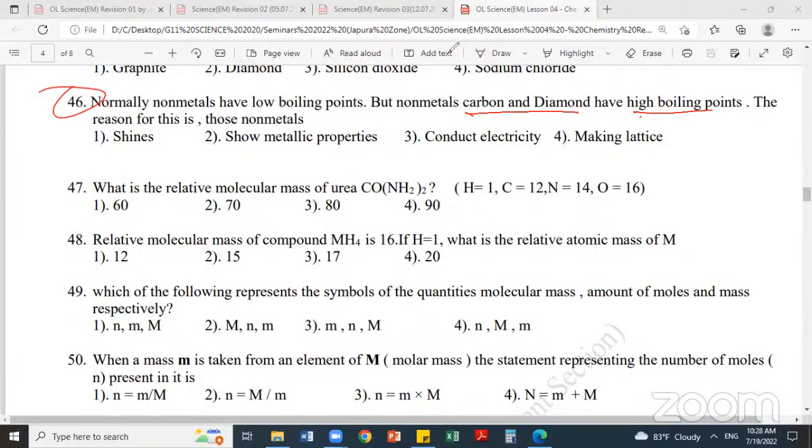Yes? Due to the existence of what? Any volunteers? Even though it's a non-metal, it has a very high melting point. Among second period elements, carbon has the highest melting point. Why? Yes, Idri? Making lattices. Very good, excellent. The answer is that it exists as lattices, graphite and diamond.